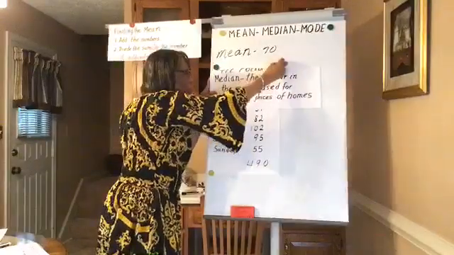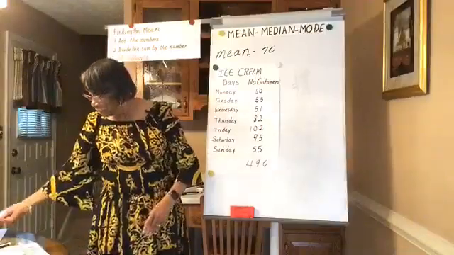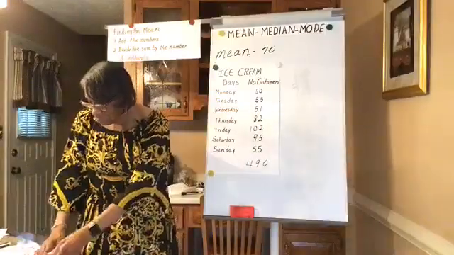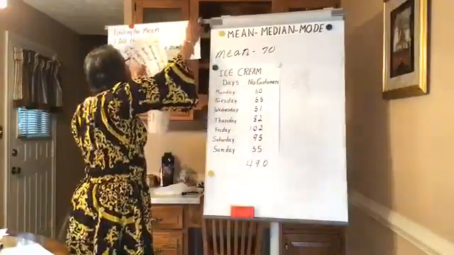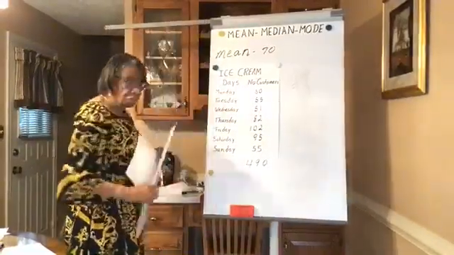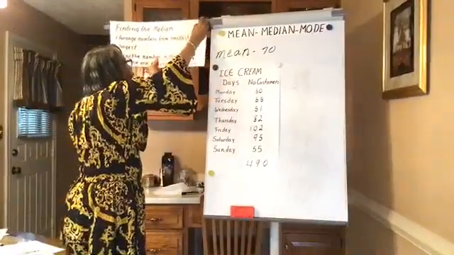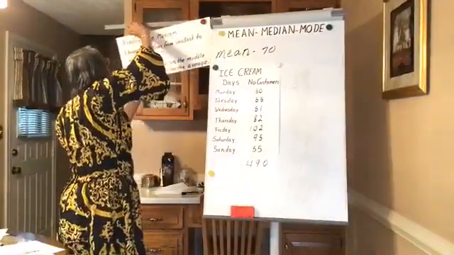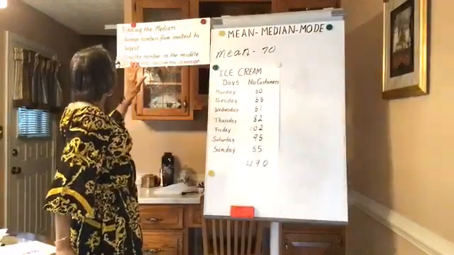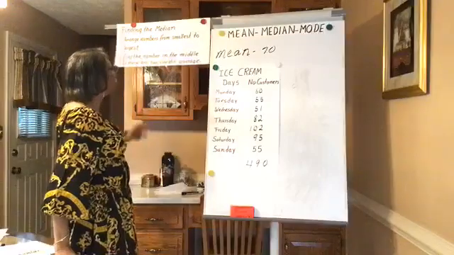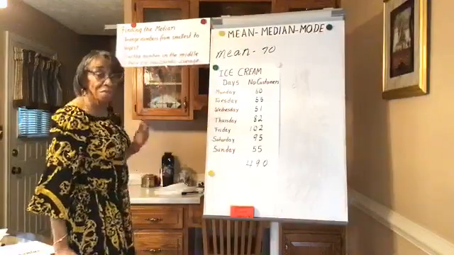Okay, so how do we find the median? First of all, we have to arrange the numbers in order from least to greatest. Arrange the numbers from least to greatest, from the smallest to the largest. And then we're actually going to find the number in the middle.